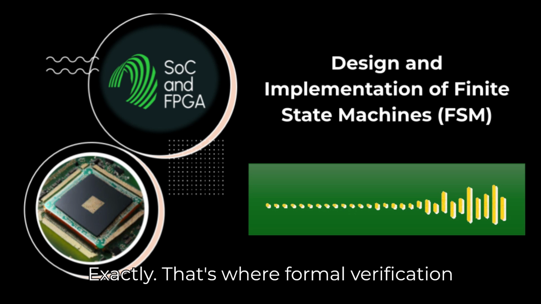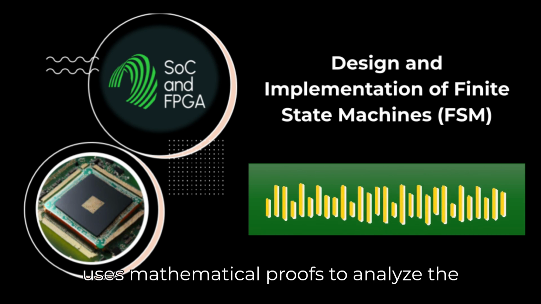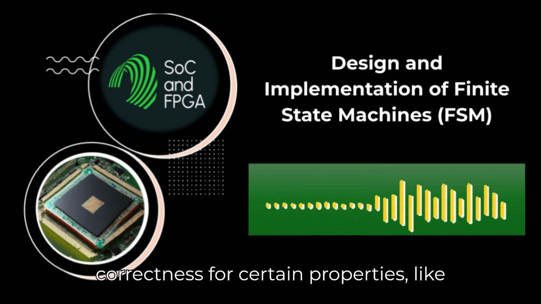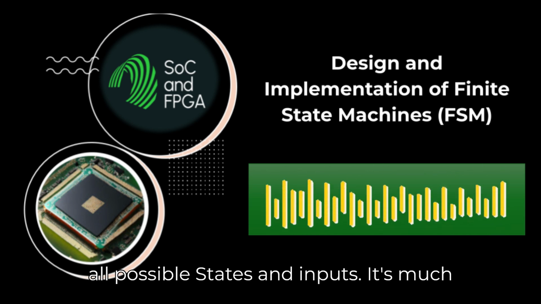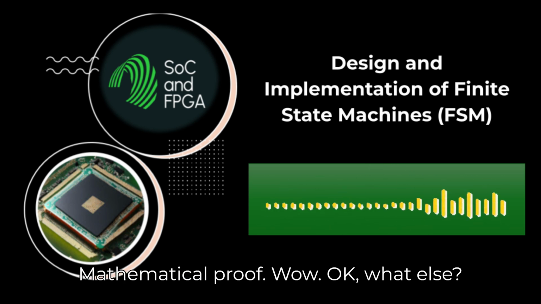Exactly. That's where formal verification comes in. This is a huge advancement. It uses mathematical proofs to analyze the design. It can actually guarantee correctness for certain properties, like proving the absence of deadlocks across all possible states and inputs. It's much more rigorous than simulation. Mathematical proof. Wow. Okay. What else?